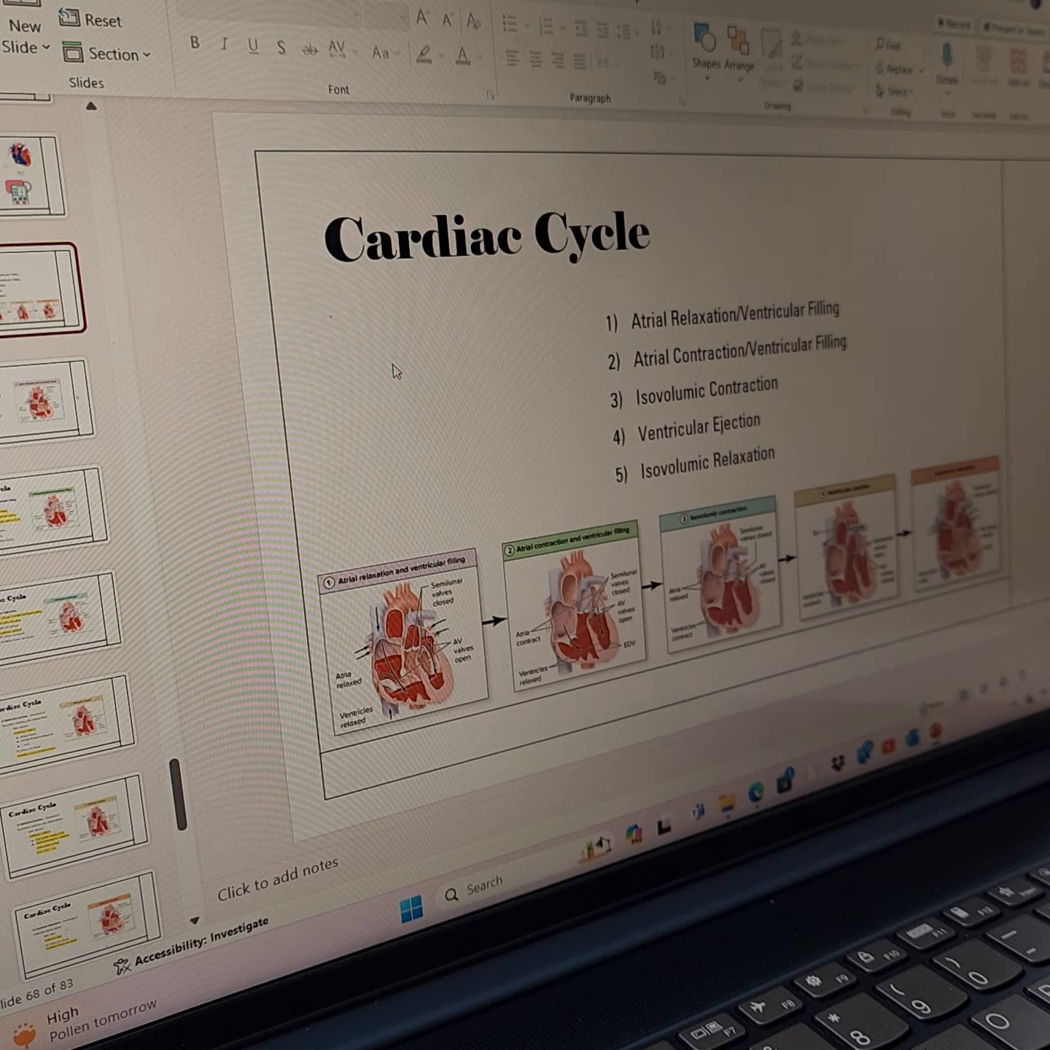So step 3 is the isovolumic contraction. 4 is the ventricular ejection. And 5 and final is the isovolumic relaxation.